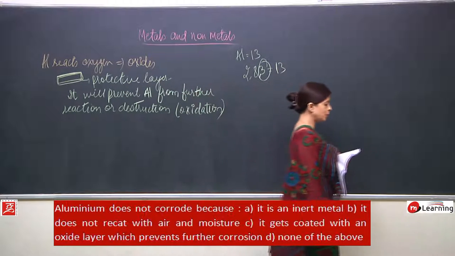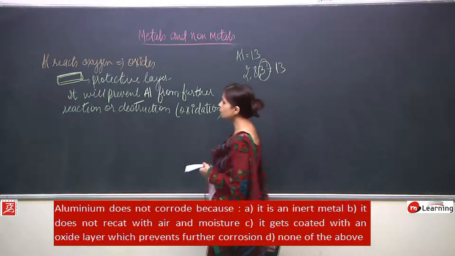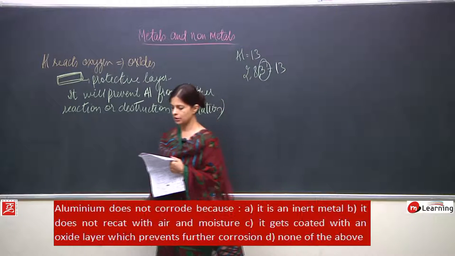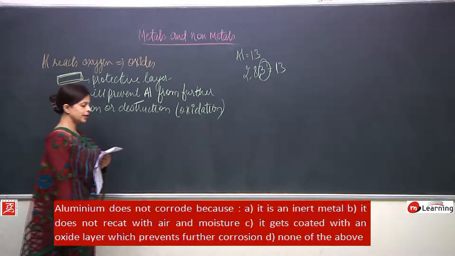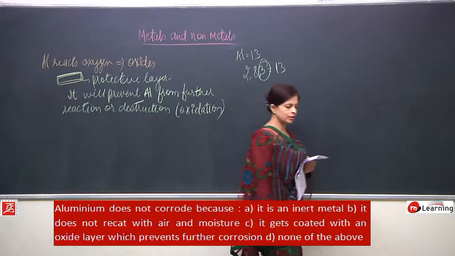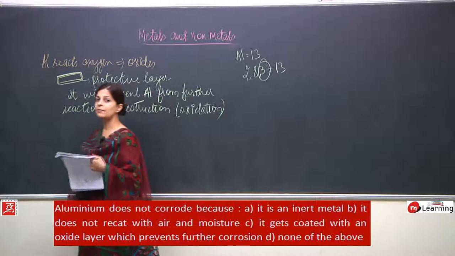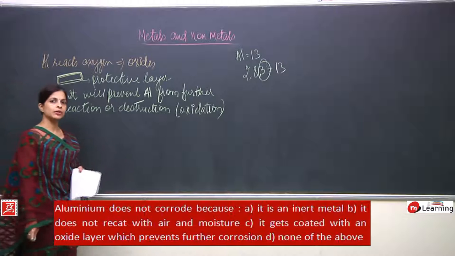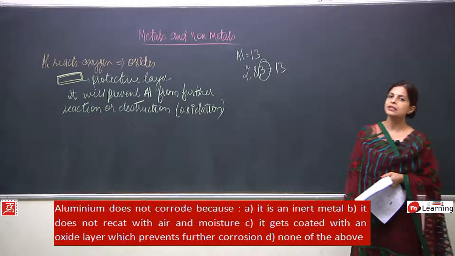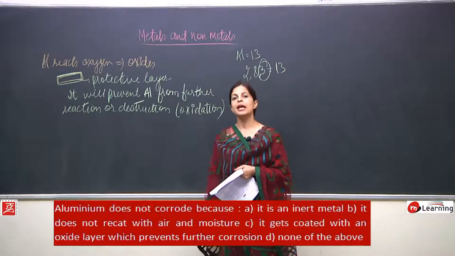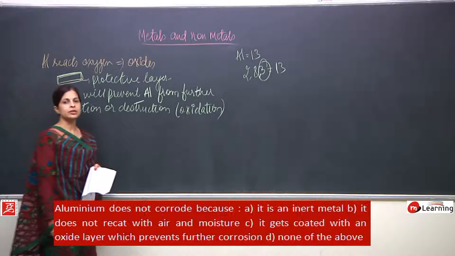Coming to the second option, B, it does not react with air and moisture. But aluminium reacts, aluminium oxide is formed. So this is also a wrong option, it reacts with air and moisture. So the next is, it gets coated with an oxide layer which prevents further corrosion. This is what I am telling you, aluminium reacts with oxygen and oxide is formed, and this oxide layer gets deposited on the aluminium, and this layer prevents aluminium from further destruction or reaction or oxidation. I am explaining so much because this part was not there in your chapter.